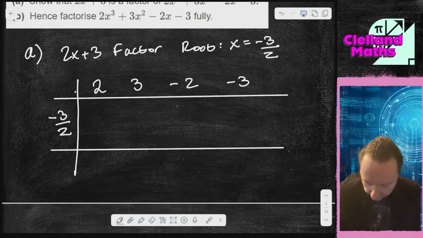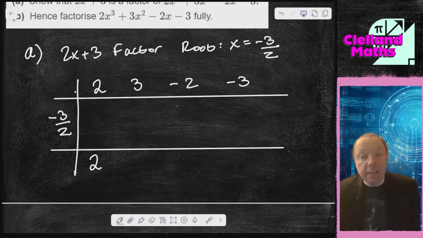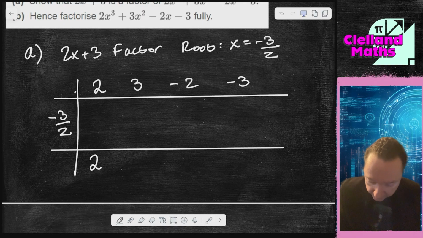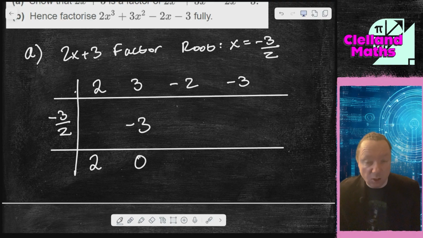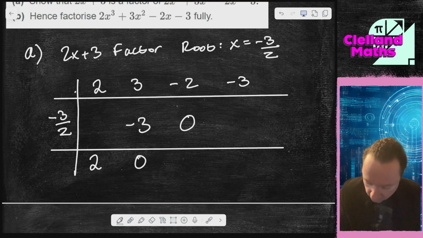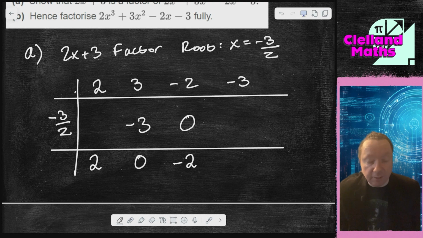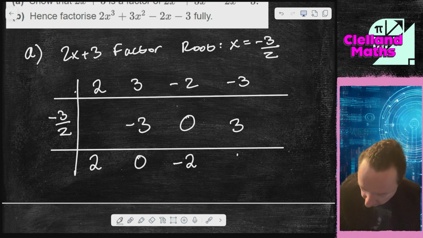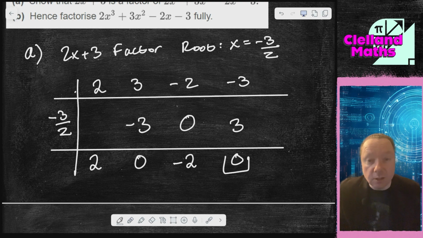Okay? So what we got here, we take 2 down, we then times by minus 3 over 2. Well, that's fine, because 2 3s is 6. 6 divided by 2 is 3 again, so we get minus 3. 3 add minus 3 is 0, so it's not as hard as it looks, because 0 times something is 0. 0 minus 2 is minus 2 again. Minus 2 times minus 3 is 6. 6 divided by 2 is 3. And 3 minus 3 is 0. If you don't get 0 here, you've done something wrong.